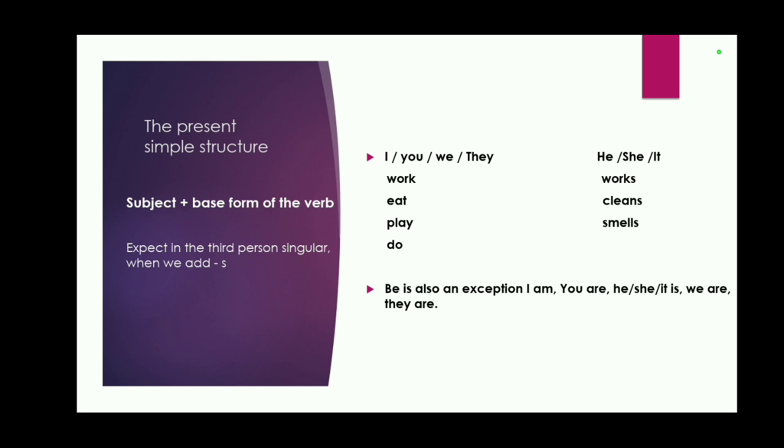Another exception is be. The verb to be has its own forms in the present simple: I am, you are, he, she, it is, we are, they are. As I said before, we use the present simple to talk about general statements, facts, and habits. We also use it to talk about scheduled events like plane and train times.